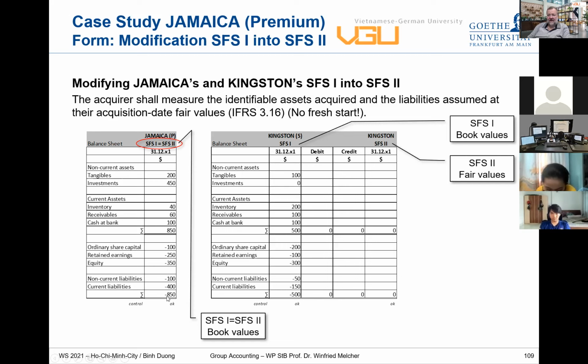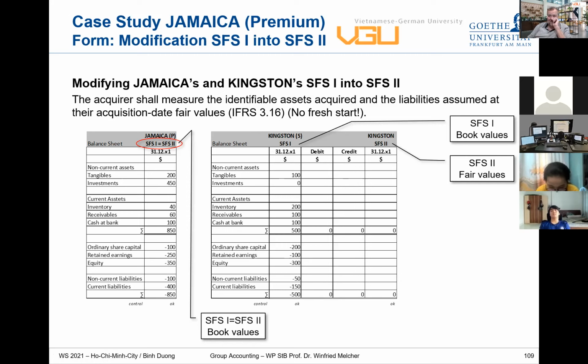But you have to understand this column represents the book values, because on the date of acquisition, we will only change the numbers of the subsidiary, because IFRS 3 tells us that we have to value those at the fair value at the acquisition date. So that is why we have book values in the parent's books. And here we also have book values, but we will transform them into fair values.